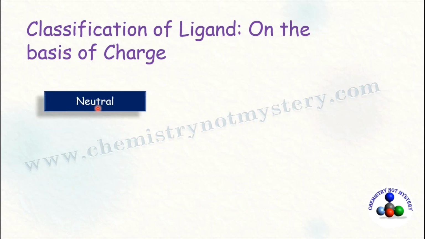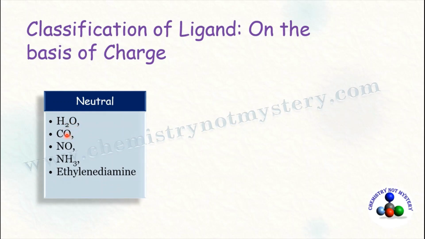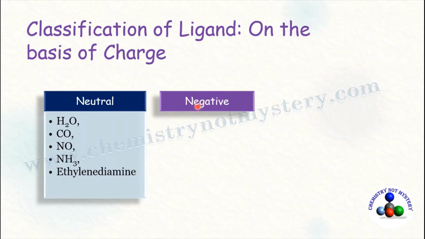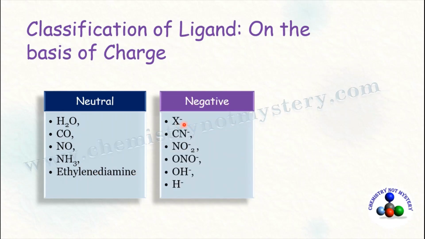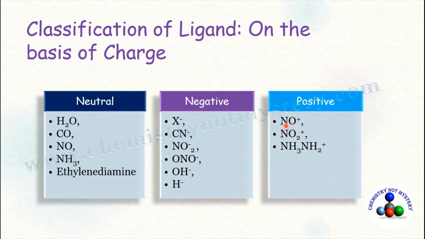Ligands can be neutral. For example, water, carbon monoxide, nitric oxide, ammonia and ethylene diamine. It can be a negative ion. For example, halide, cyanide, NO2-, ONO-, OH- and H-. Or it can be positive ions. For example, NO+, NO2+, NH3, NH2+.